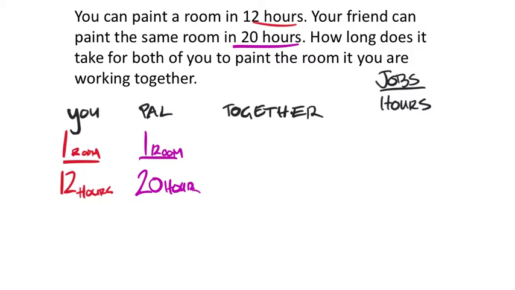So again, we're kind of setting up a bit of a fraction right there, right? Now the question says, we want to know how long it takes for both of you to paint. That's why I should have said both, because it's a shorter word. But together, you're going to do the same room. So as a fraction, you're looking at one room. It's the same exact room. We just don't know how many hours it's going to take.